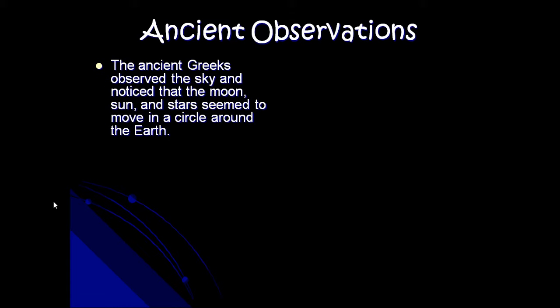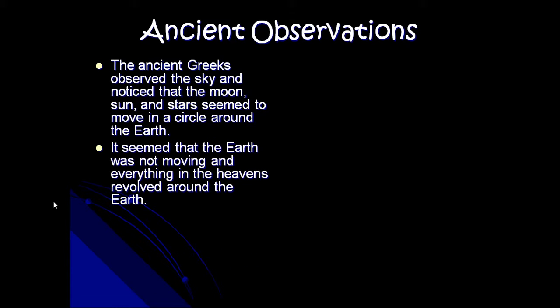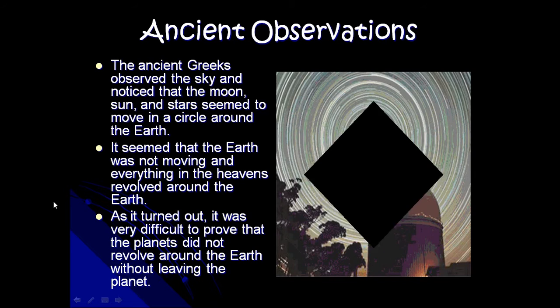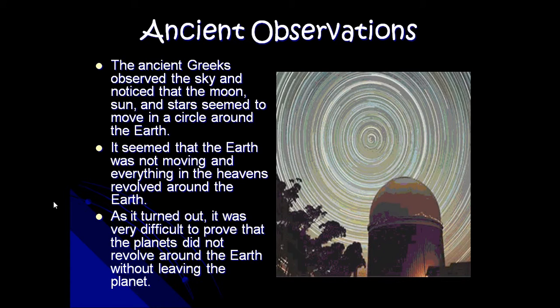Ancient observations. The ancient Greeks observed the sky and noticed that the moon, the sun, and stars seemed to move in a circle around the earth. It seemed that the earth was not moving and everything in the heavens revolved around the earth. As it turned out, it was very difficult to prove that the planets did not revolve around the earth without leaving the planet.